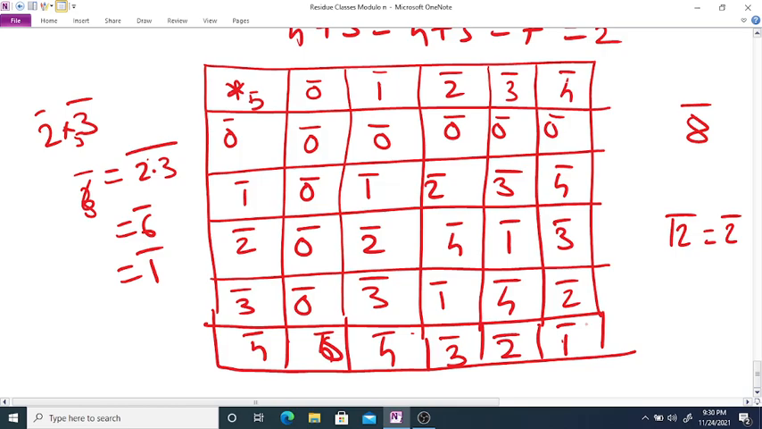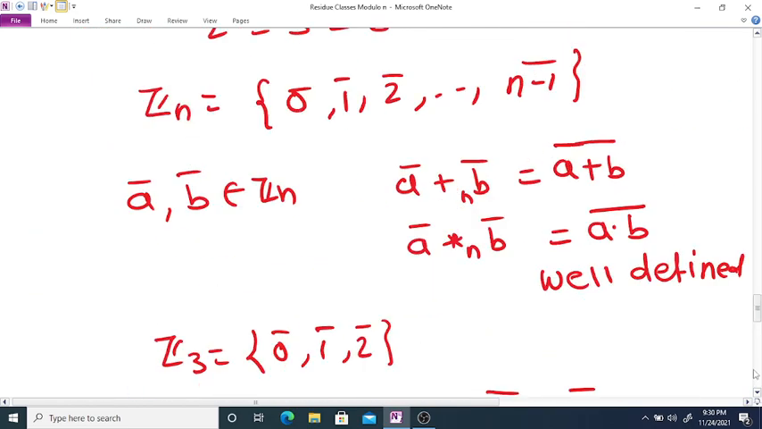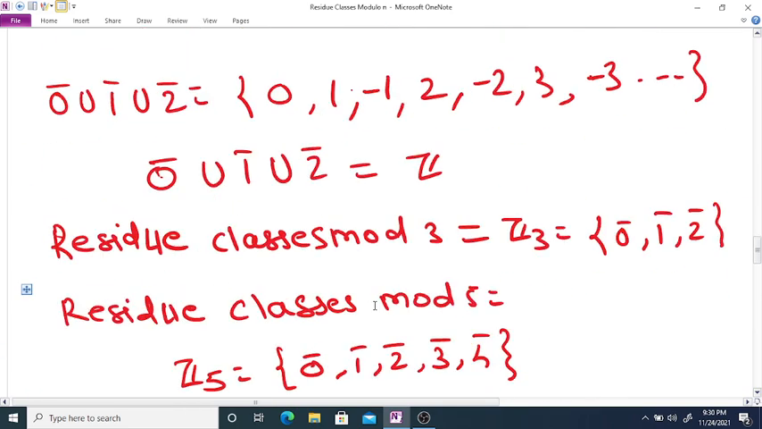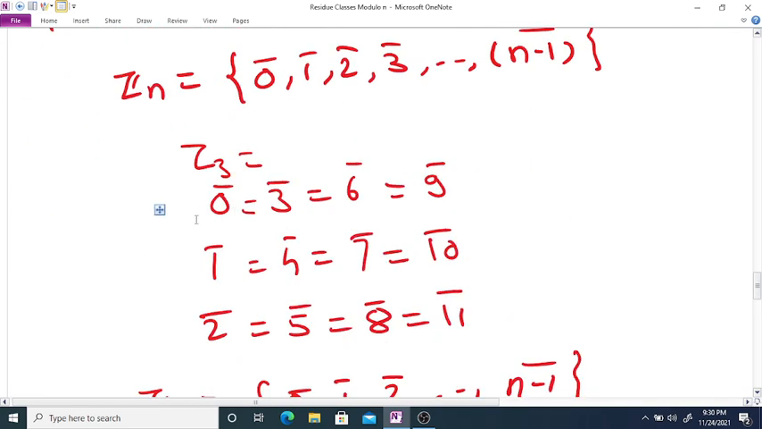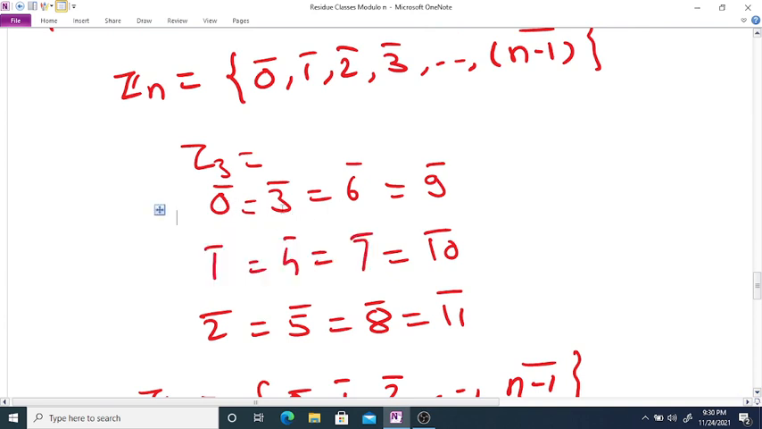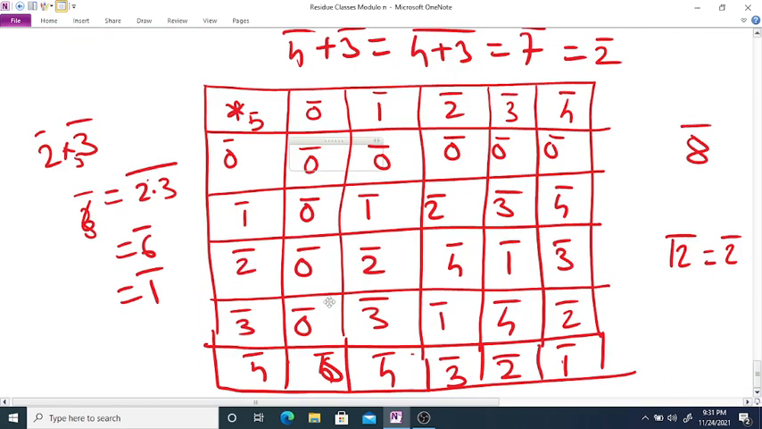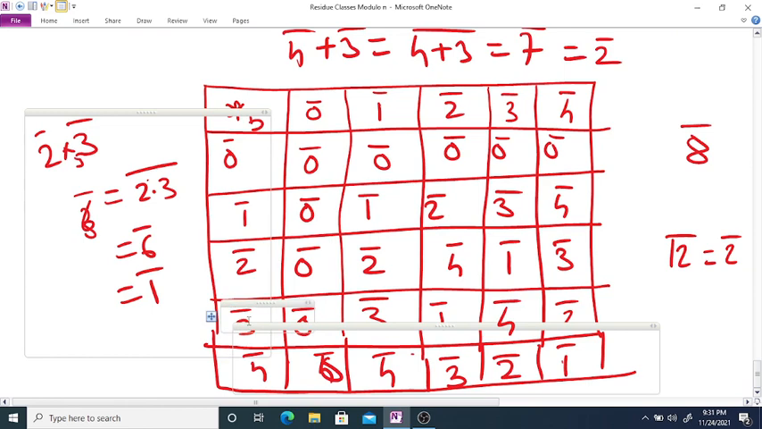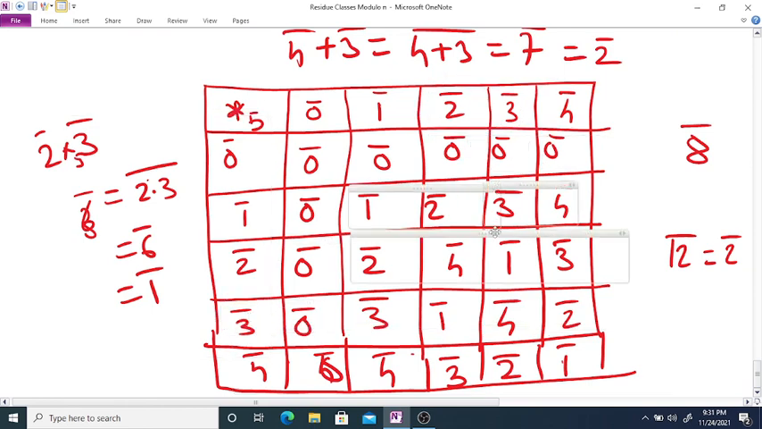So hope you understood this addition and multiplication table modulo n. You can check this here. For Z3, 0 bar is the same as 3 bar, which is the same as 6 bar, which is the same as 9 bar, which is again the same as 12 bar. 1 bar is the same as 4 bar, 7 bar, 10 bar and so on. 2 bar is the same as 5 bar, 8 bar, 11 bar. Therefore for Z5 you can see here 3 bar plus 3 bar is 6 bar, 6 bar is nothing but again 1 bar.